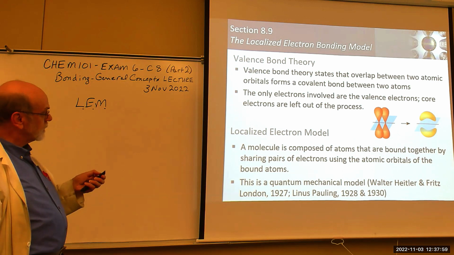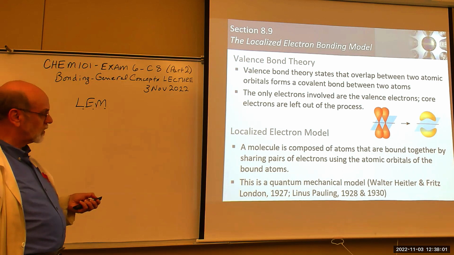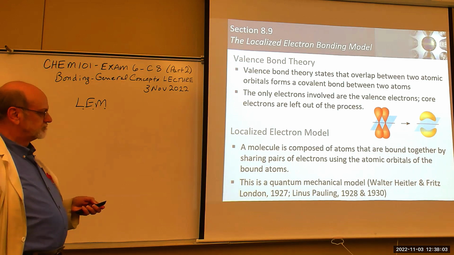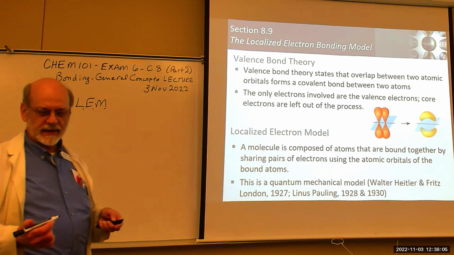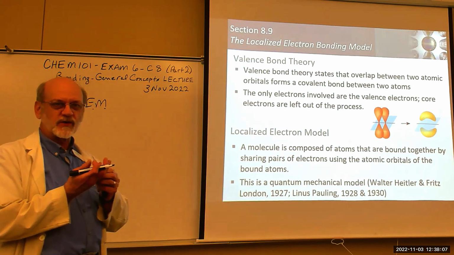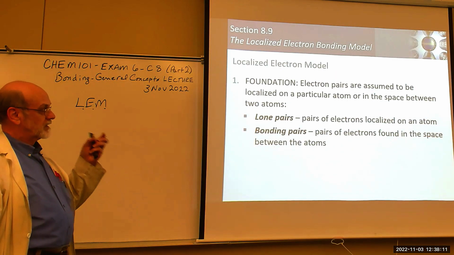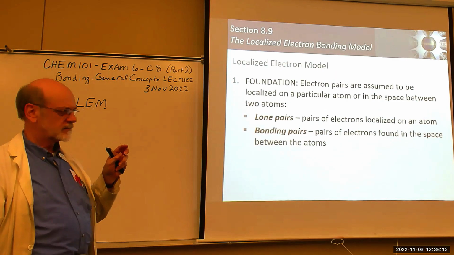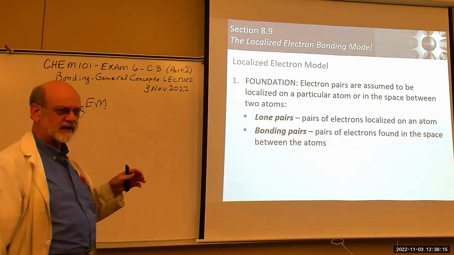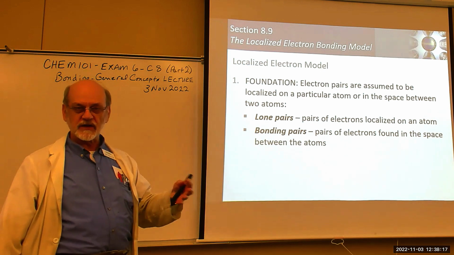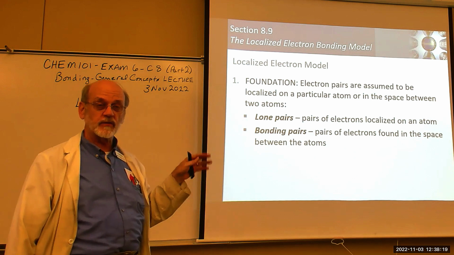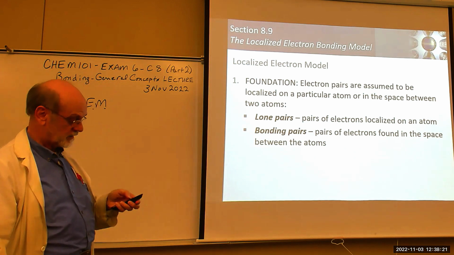So we've got a theory and a model to go along with it. Sometimes the models don't get their own names, but in this case, the model is so important that it does. In fact, the valence bond theory has a couple of models that go with it. We're going to talk about this one first, and then we're going to introduce the second one in a few minutes.